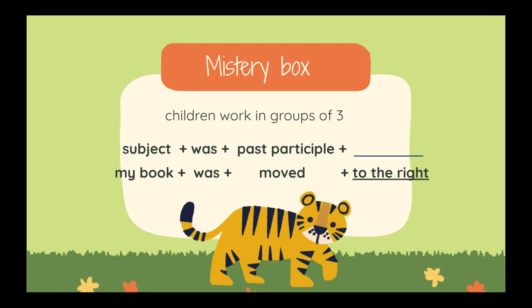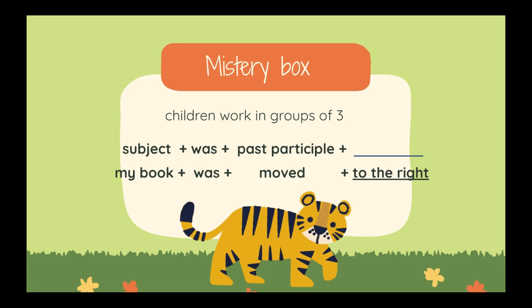We're going to have the subject, then the auxiliary, the word was, and then the past participle of our action or the verb. So here, for example, we have my book was moved. So we're going to show this formula to the children. They're going to take turns coming to the front in groups of three. They're going to take a card from the mystery box and they're going to work together with the class in arranging their cards with the corresponding subject, was, and then the action.